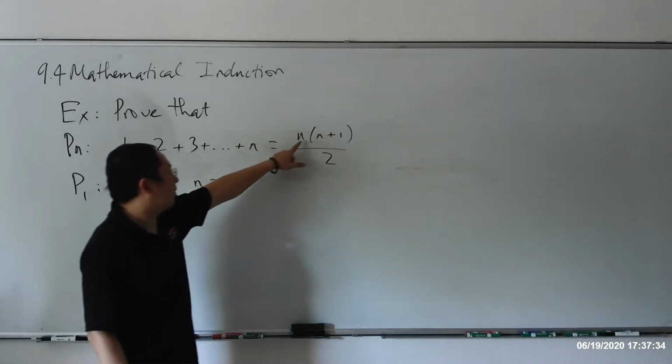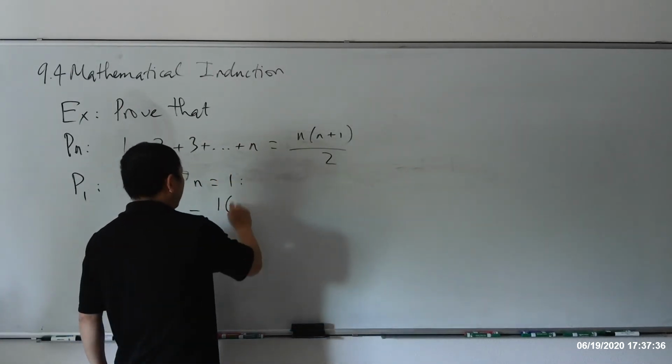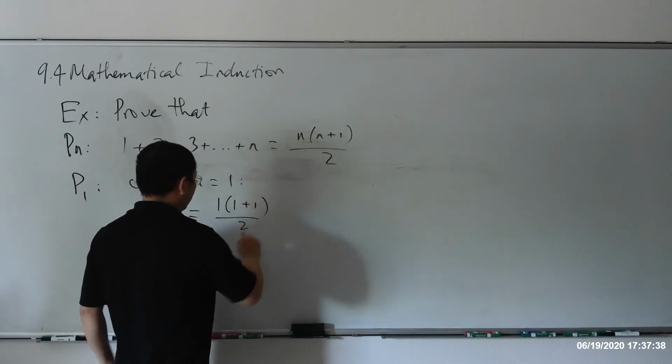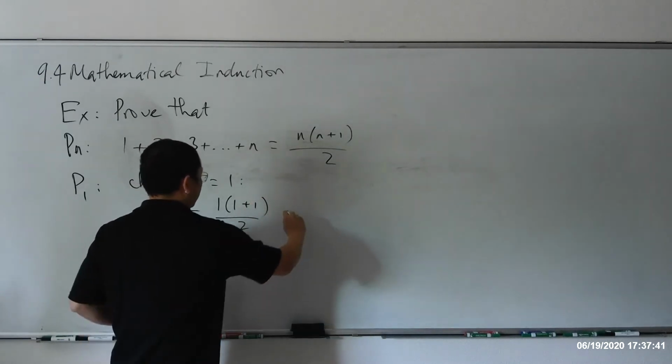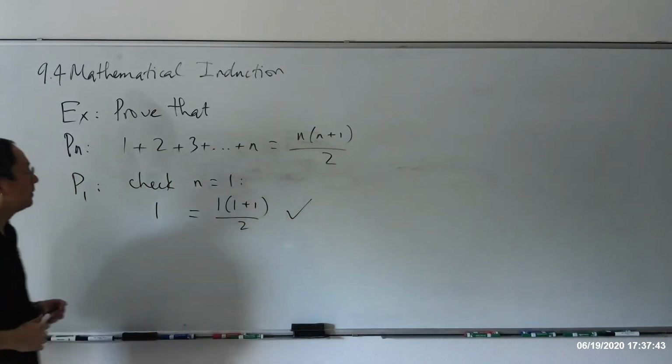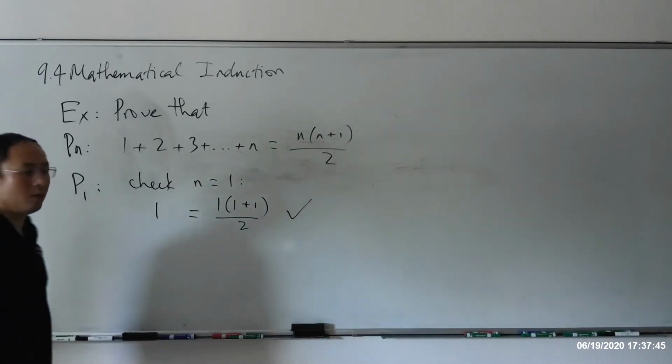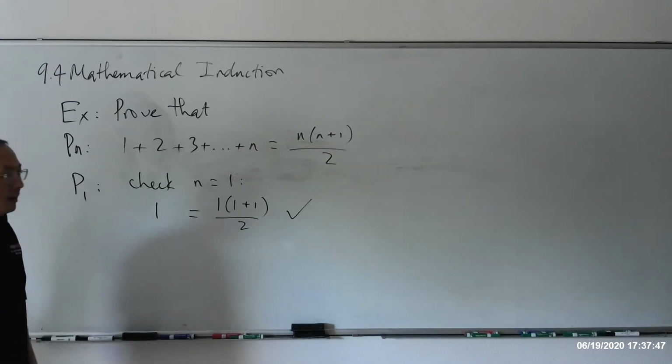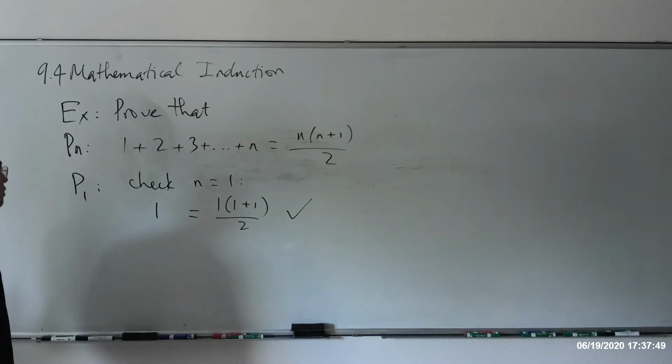Right-hand side, if you look at n equal to 1, you get 1 times (1 plus 1) over 2. Is that really equal to 1? Yes, so it's true. Technically, you only need to check P1, for n equal to 1.